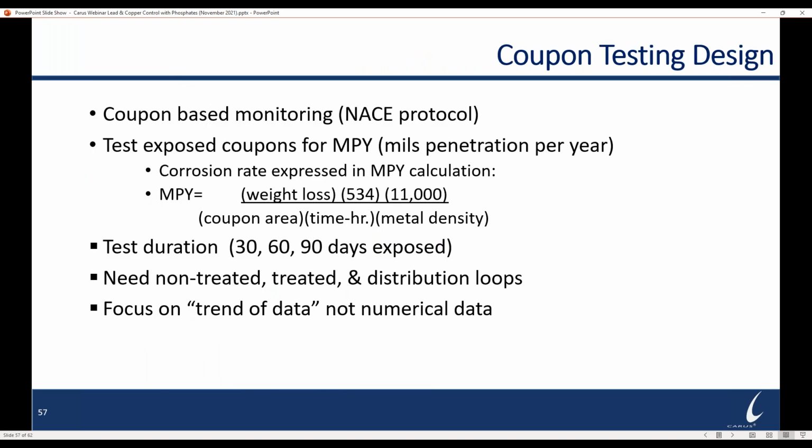I mentioned in that first study doing coupon testing, and that's based on the NACE protocol. What you're really going to look at, like you saw in that study, is finished water without your corrosion control treatment, and then with different types of corrosion treatment. So you could look at pH adjustment, you can look at different types of phosphate products, and what you ideally want to do is run all those coupons in the same water quality during the same time period. And typically you'll run them approximately every 90 days. What you should focus on is the trend of data. So when you make a corrosion control change, does the corrosion rate go down on those coupons?